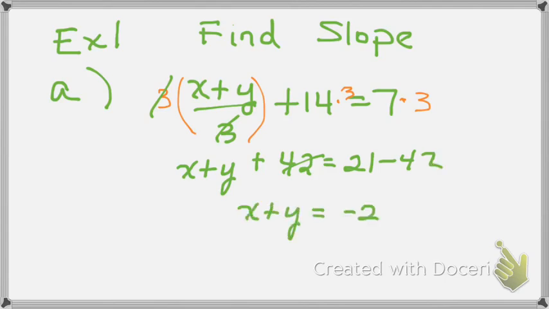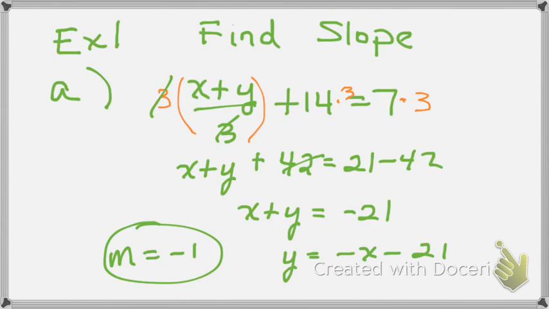Negative 21? Okay, now I can go to slope-intercept form, or I can keep it right here in standard form and do negative a over b. The y is by itself, so it's pretty easy. Either way you do it, you're going to get a slope of negative 1 over 1, which is the same thing as negative 1, right? They want it as reduced as possible.